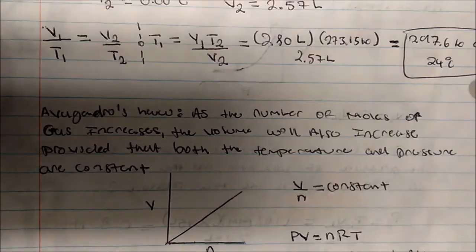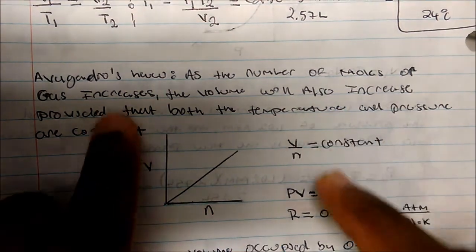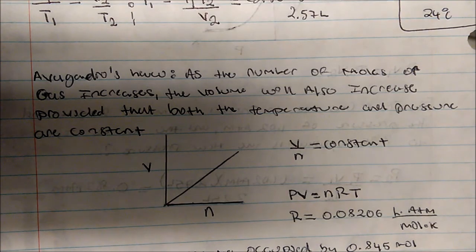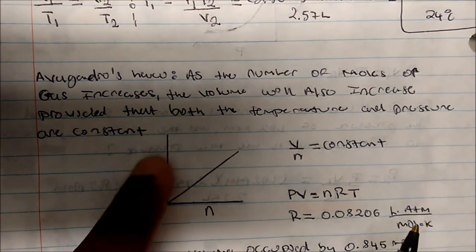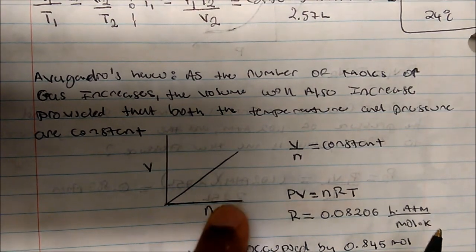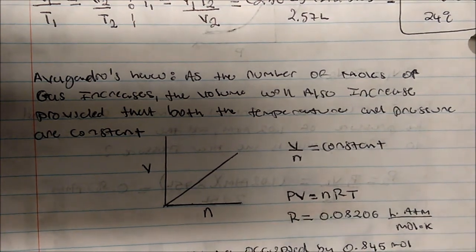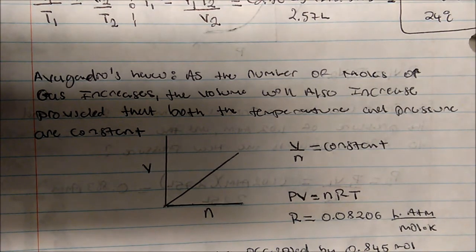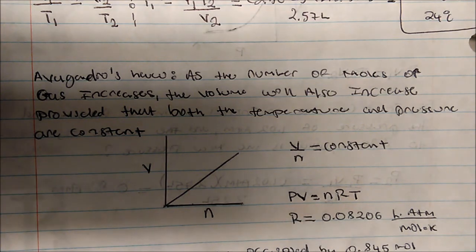Okay, and then the last law is Avogadro's law. This says as the number of moles of gas increases, the volume also increases, provided that both the temperature and pressure are constant. So again, you should see a linear function with the volume on the y-axis and number of moles on the x-axis. Now for this one, we need to remember this idea of PV equals nRT. And so with that being said, we could then solve for either the volume or the number of moles. But really and truly, this is the only formula that we need to remember.